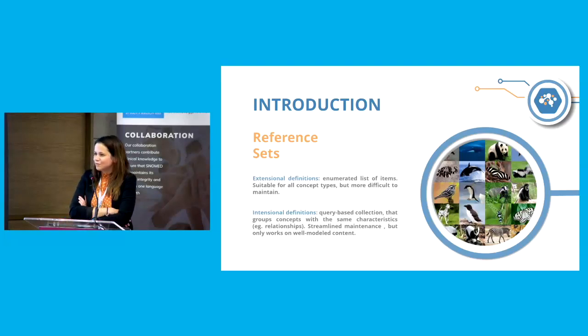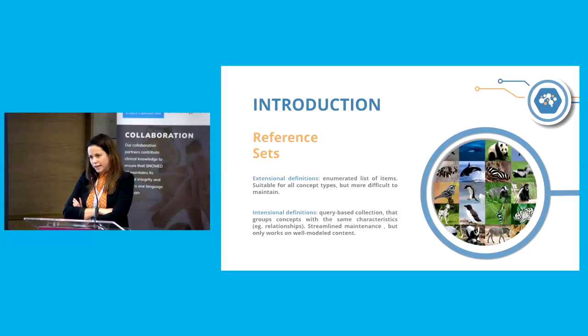The other type of definition is the intentional definition. That's when you create a query to define your set. You pick a characteristic that each member shares, for example, a relationship, or for this case, it's the color of being black and white, and you use that to describe the contents of your set. That's something that's called a query type reference set in SNOMED CT.